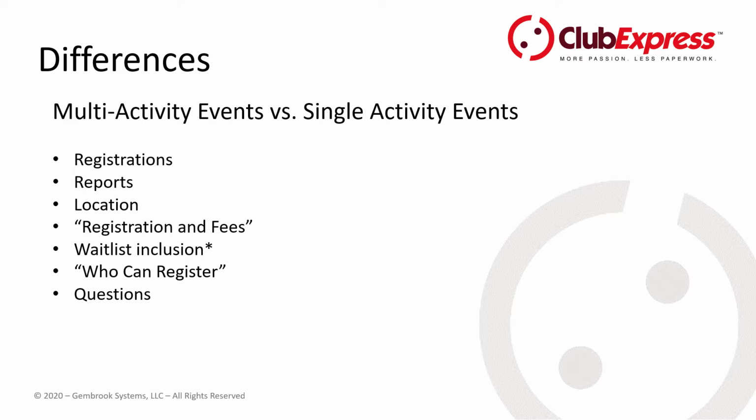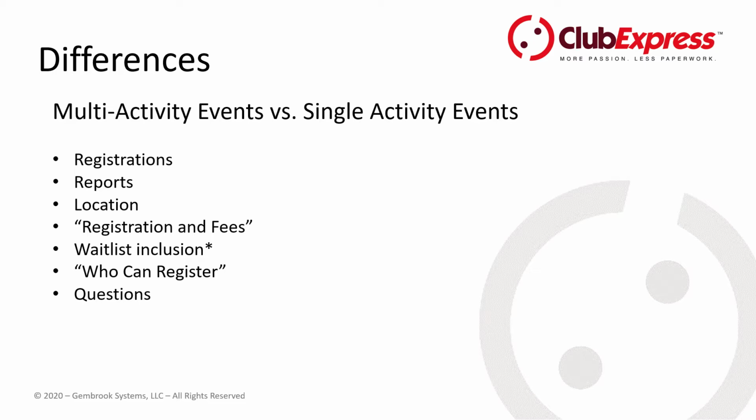Registration and fees and who can register. Those are both things that you're used to configuring for an event as a whole, but are configured individually for each activity. So each activity has its own registration details, and each activity has its own who can register screen. So you can have certain activities that are available to members and non-members, and other activities that are available to members only. The same way that you can create separate fees for members and non-members in a single activity event, you can do the exact same thing for multiple activity events, just on an individual activity level.